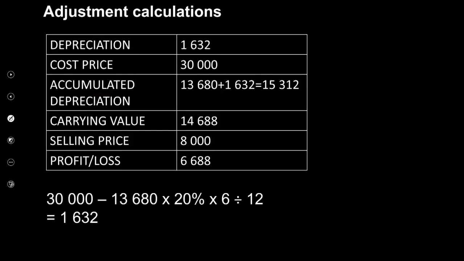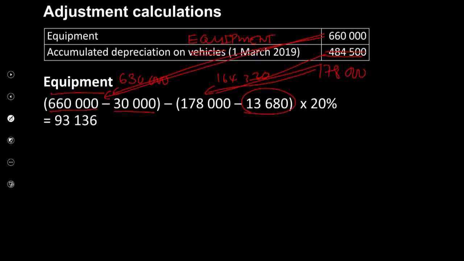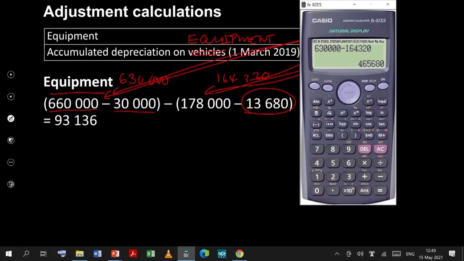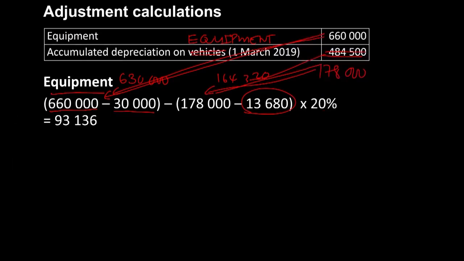Okay, so here we go. Let's do that there in our calculation times the 20%, and this will give you a figure of 93,136. There we have it. Our entry for the depreciation on the old equipment.